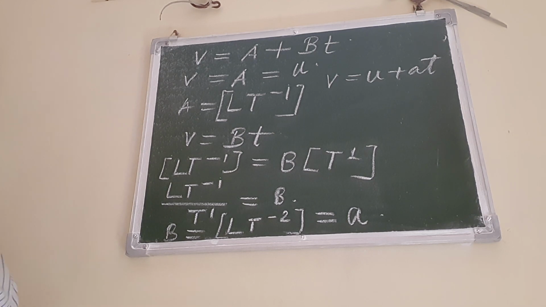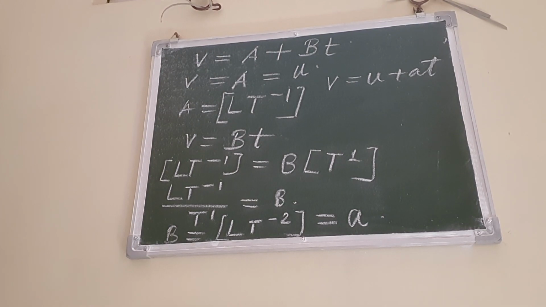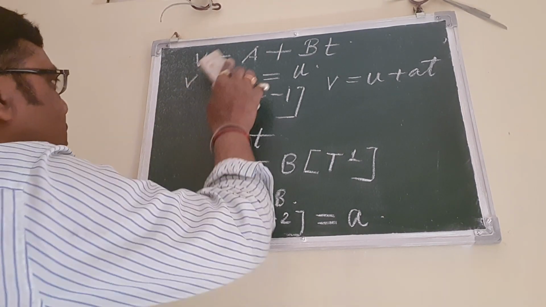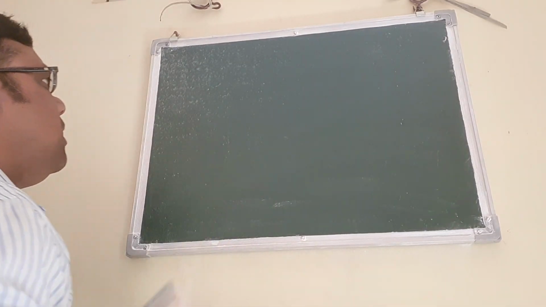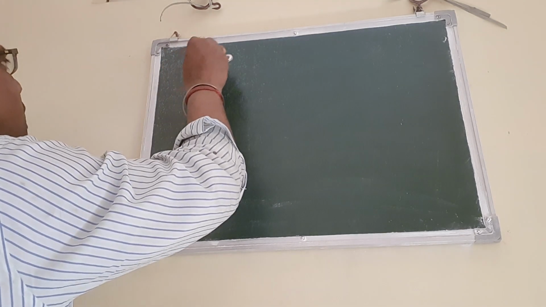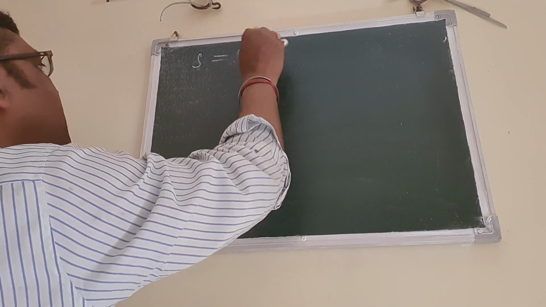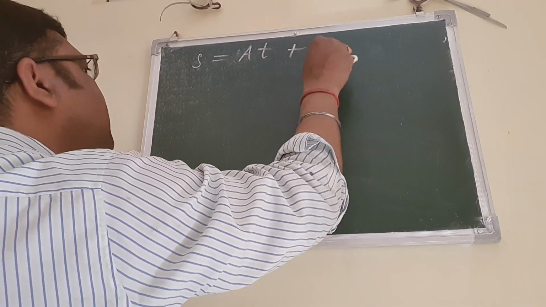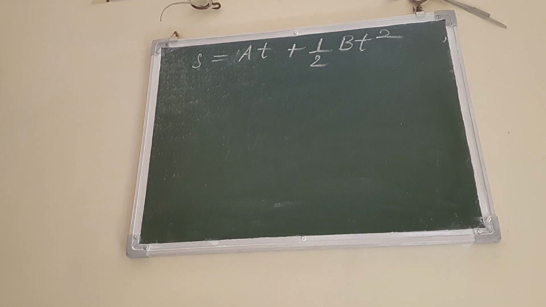So we are proceeding to our next question. The next question is, S is equal to ut, so it will become at plus half bt square. This is another equation that is given, and we have to find the dimensions of A and B.